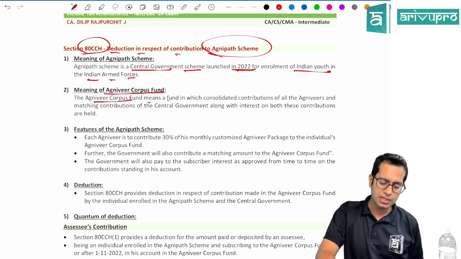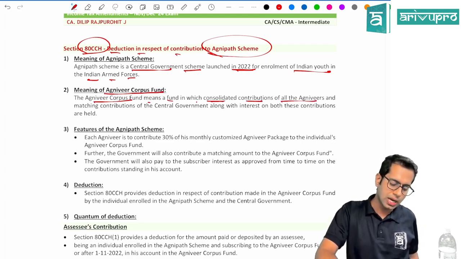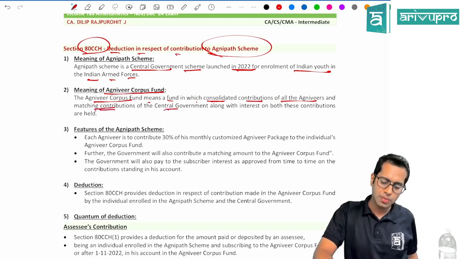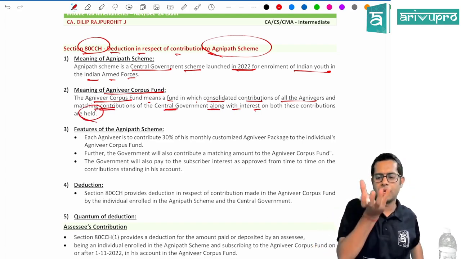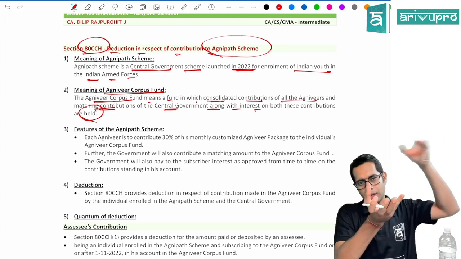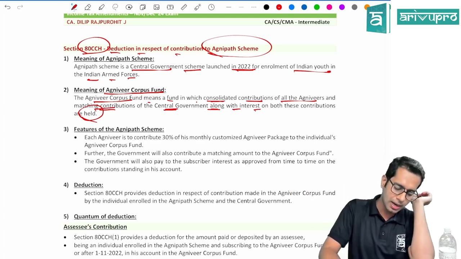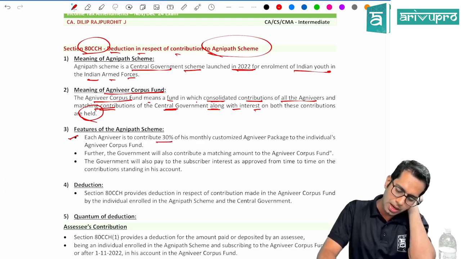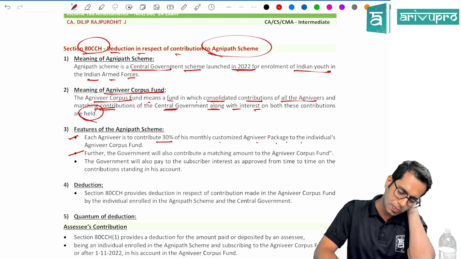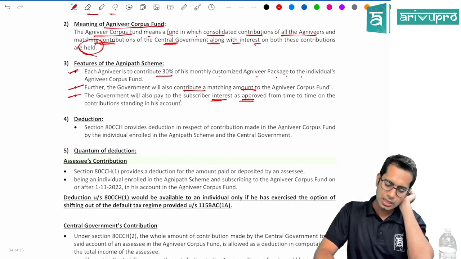The Agniveer Corpus Fund is a fund in which the consolidated contribution of all the Agniveers and a matching contribution by the central government along with interest will be held. It is a fund or a dabba wherein the Agniveer's contribution as well as the central government's contribution will be held. The feature of this scheme is each Agniveer will contribute 30% of his monthly customized Agniveer package to the individual corpus fund account. The government will also contribute the same amount.